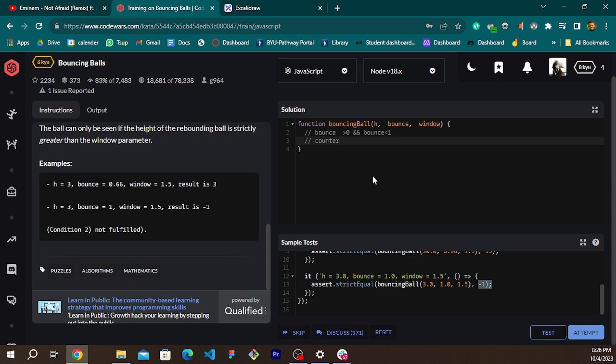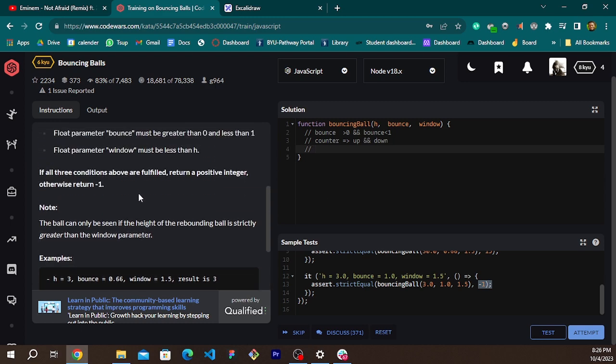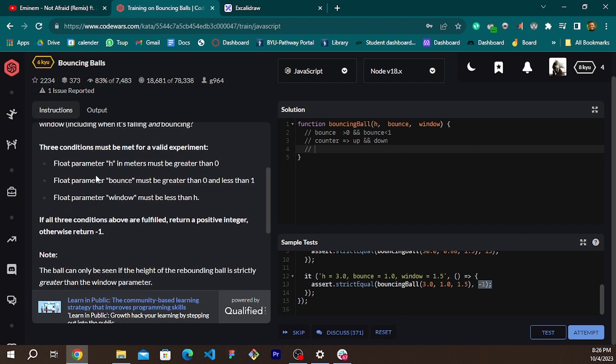We need a counter that will count the bounce, and the counter will be counting up and down, right? The third is that we have a condition that says the window must be less than h. So we need the logic to approach this question. I haven't tried recursion, but here I think a while loop is a good approach. So we also consider a condition that we run.